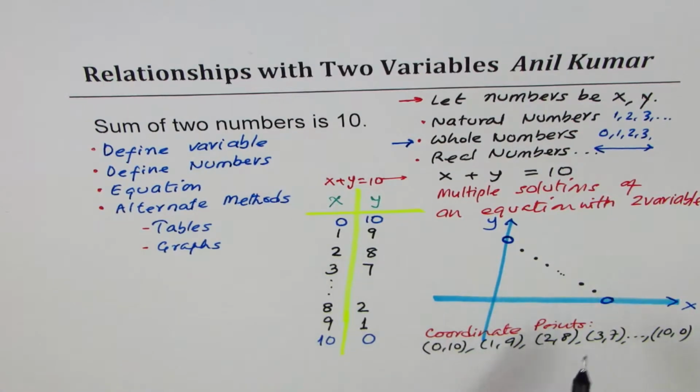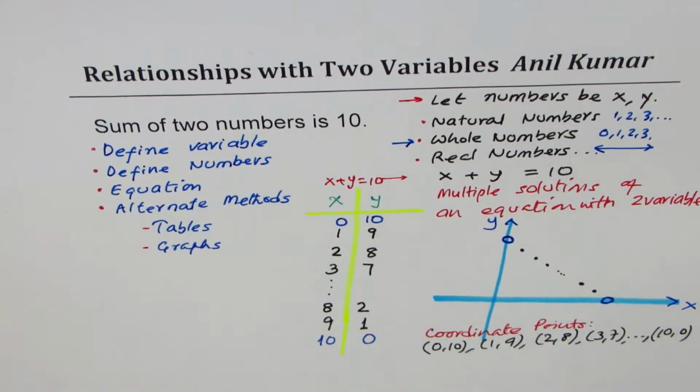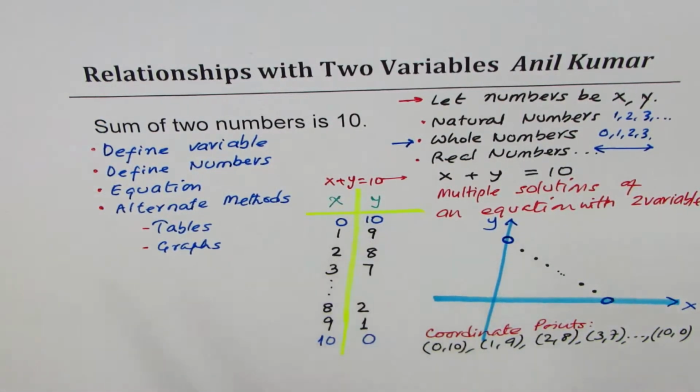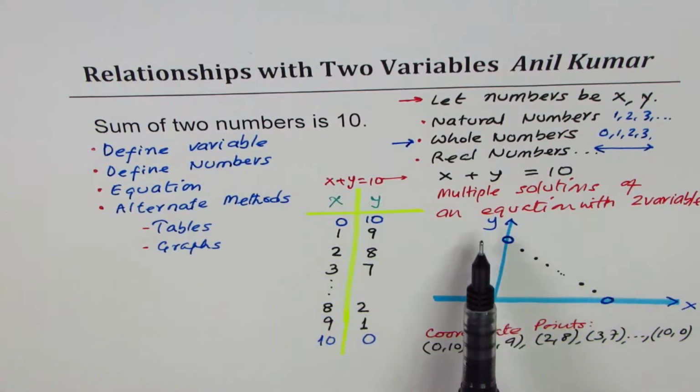And this solution may be different for different sets of numbers. So if we are talking about natural numbers, we cannot include zero. If you're talking about whole numbers, we can include zero. And if we talk about real numbers, then how will this graph be? Let's think about that. Okay.